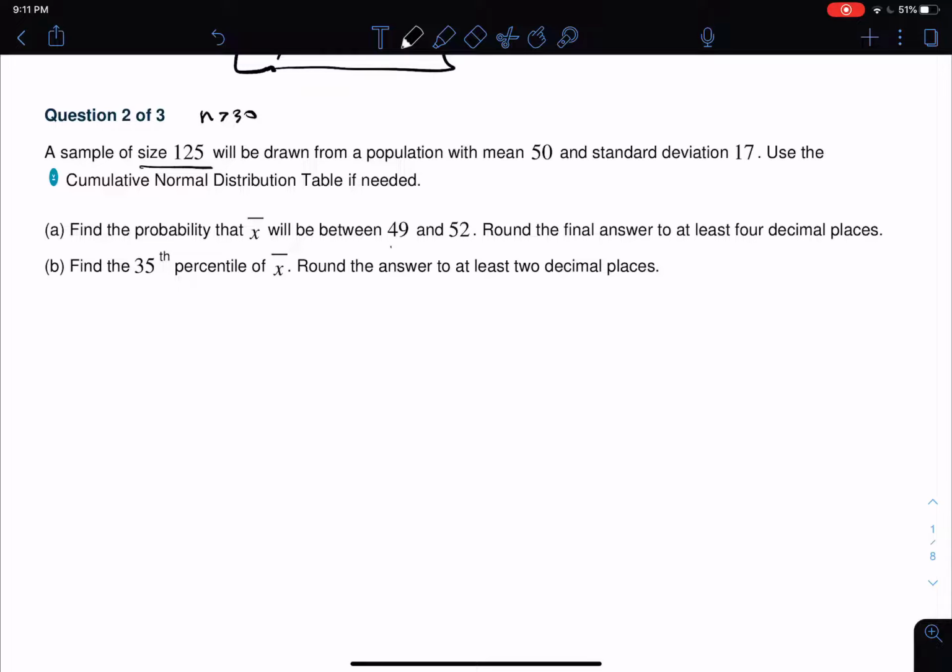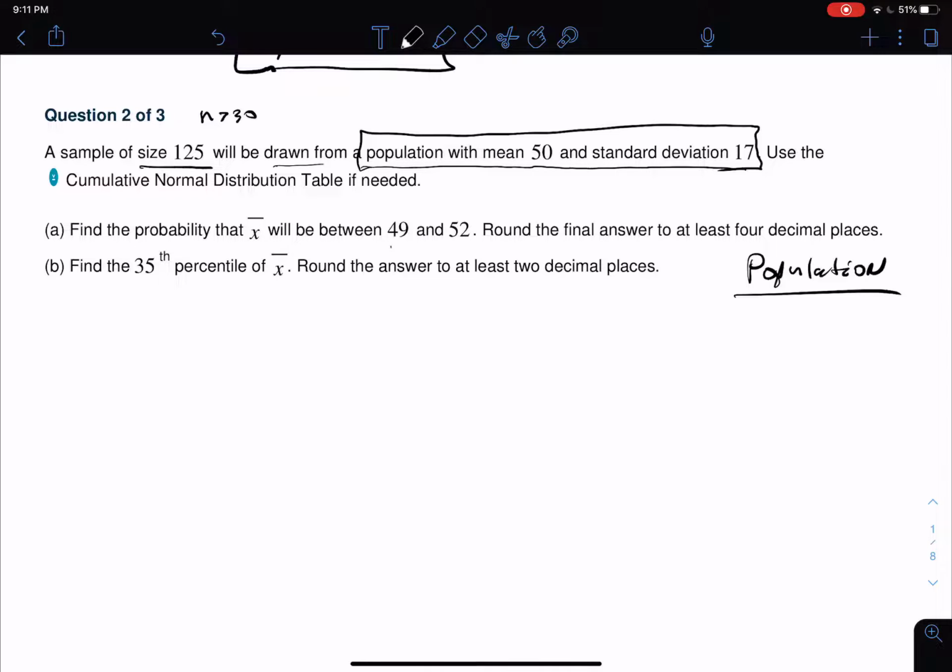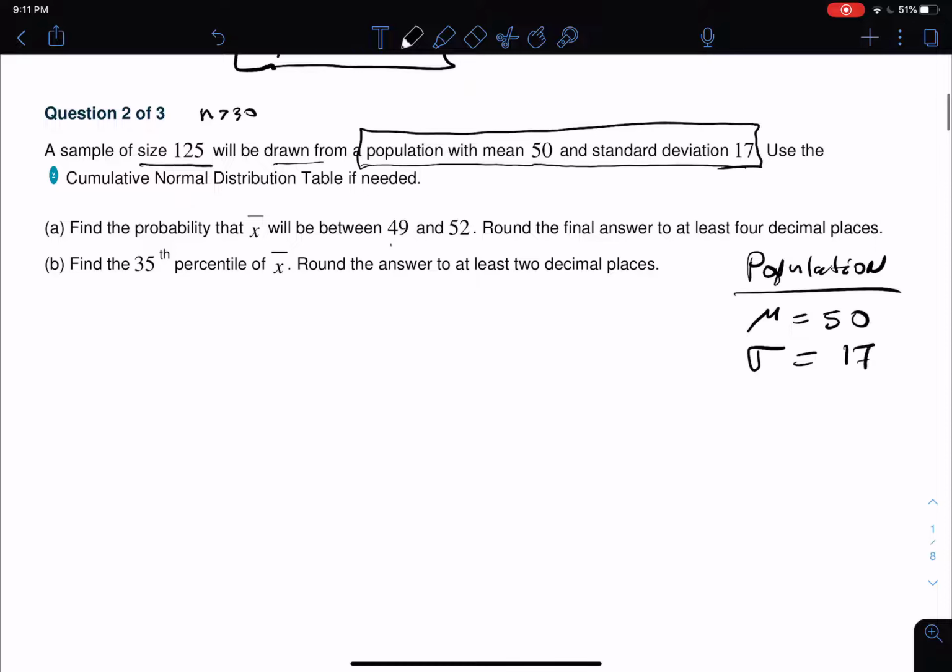It says a sample size of 125 will be drawn from a population with a mean of 50 and a standard deviation. Well, this is saying it's the population. So be really careful when you're organizing data. Information from the population: the mean from the population is 50, and the standard deviation from the population, sigma, is 17.